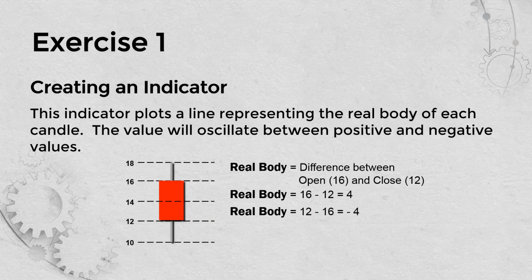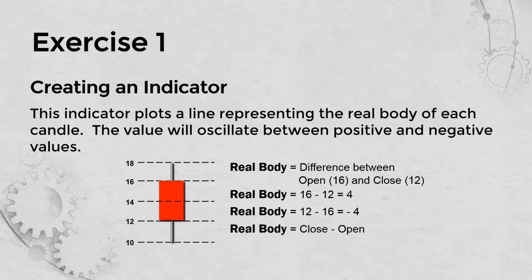In this case, we want the real body to be represented with a negative number. So for the formula, we really want to invert the open and the close, so that the calculation generates a negative number on a down candle and a positive number on an up candle. The only way that's going to happen is by subtracting the open from the close, or we can say close minus the open.